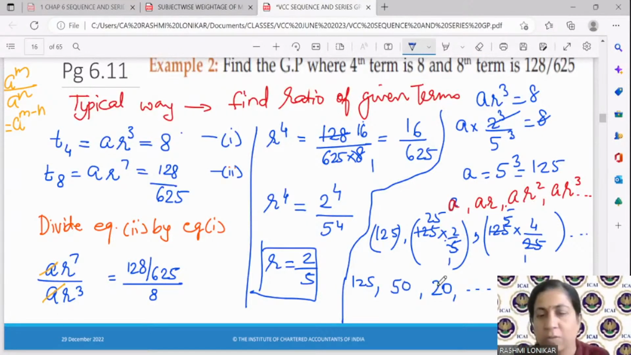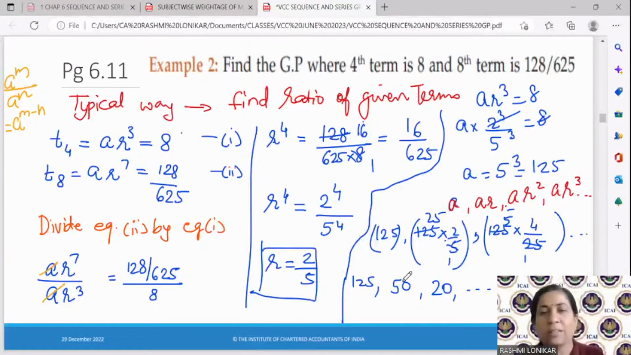Okay. I was feeling that I'm not getting 2 by 5. See, just looking at the sequence, you can find out it's not in GP. So 50 upon 125 is 2 by 5. 20 upon 50 is 2 by 5. Okay. So this will be your correct answer.